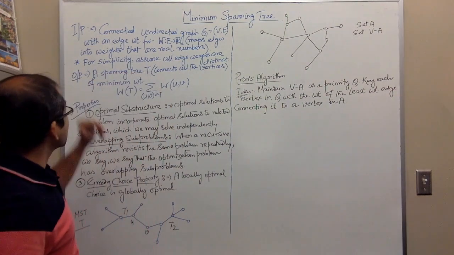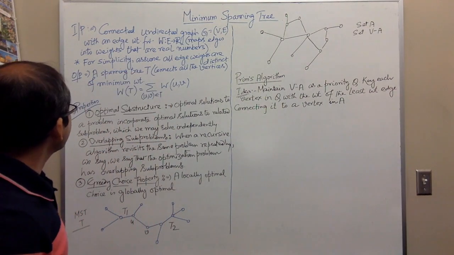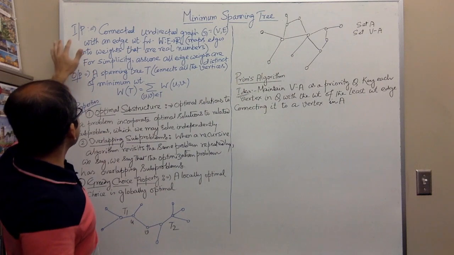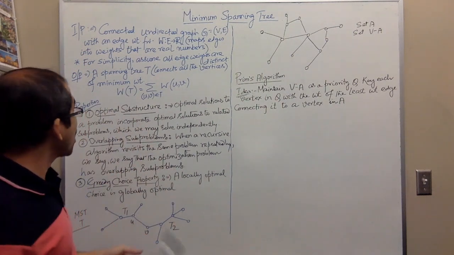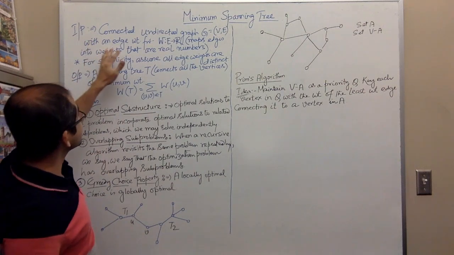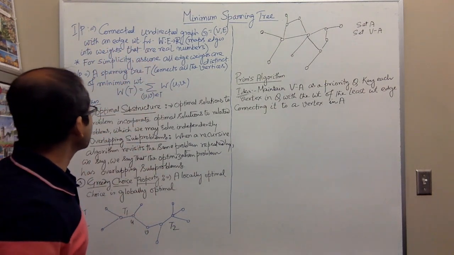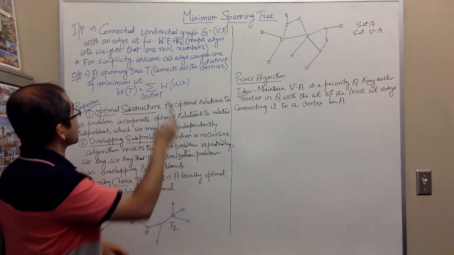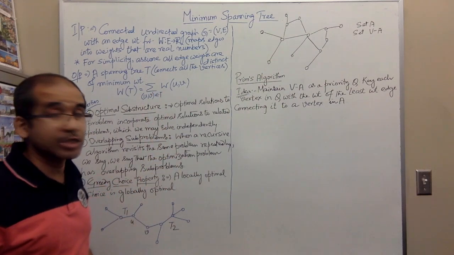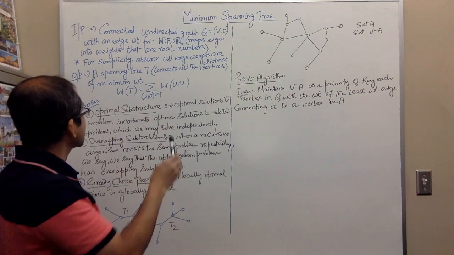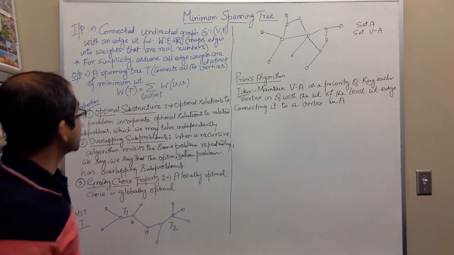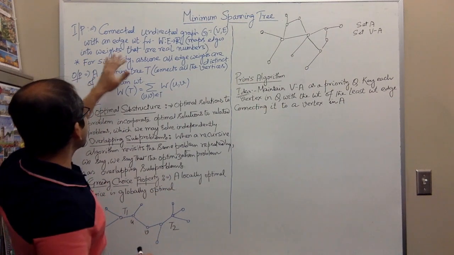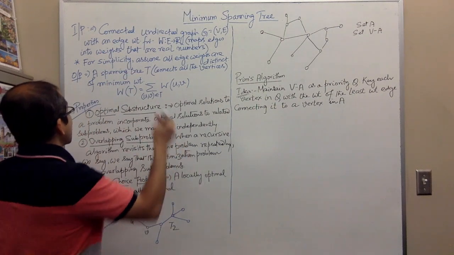So here let's see the definition. The definition has an input and an output. For every problem you have to have an input and an output. The input is a connected undirected graph. Please remember that the minimum spanning tree is calculated on a connected undirected graph. So given a connected undirected graph G, with a set of vertices V and a set of edges E, with an edge weight function.